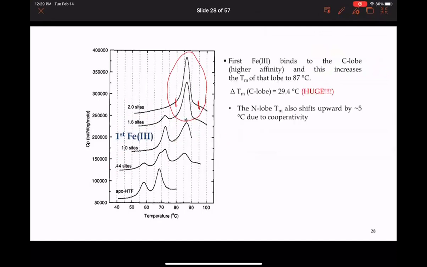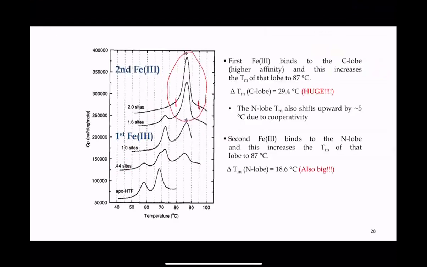So just a recap of everything that I mentioned so far. We have an increase in the melting temperature of the C lobe of virtually 30 degrees. That's very profound. Even an increase of 5 degrees is considered a big increase. So you can imagine a 30-degree increase. And then for the N lobe, you have an increase of about 90 degrees Celsius. So it's quite significant what the iron binding does to the protein.